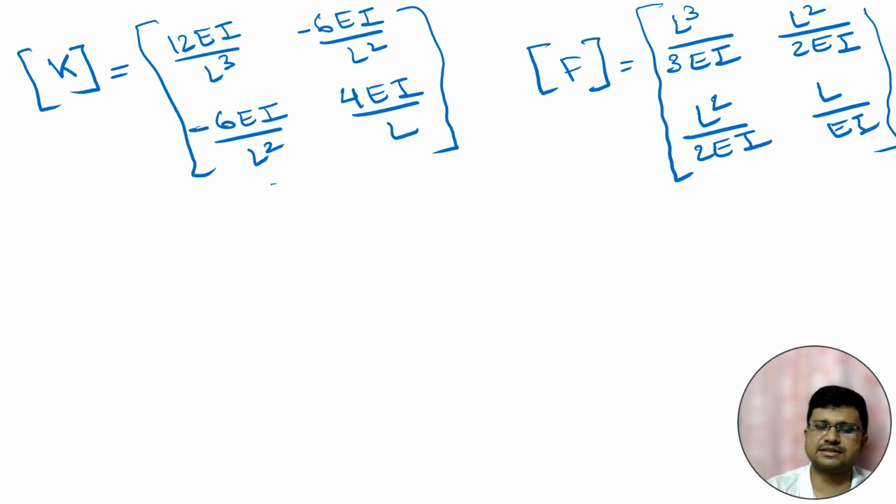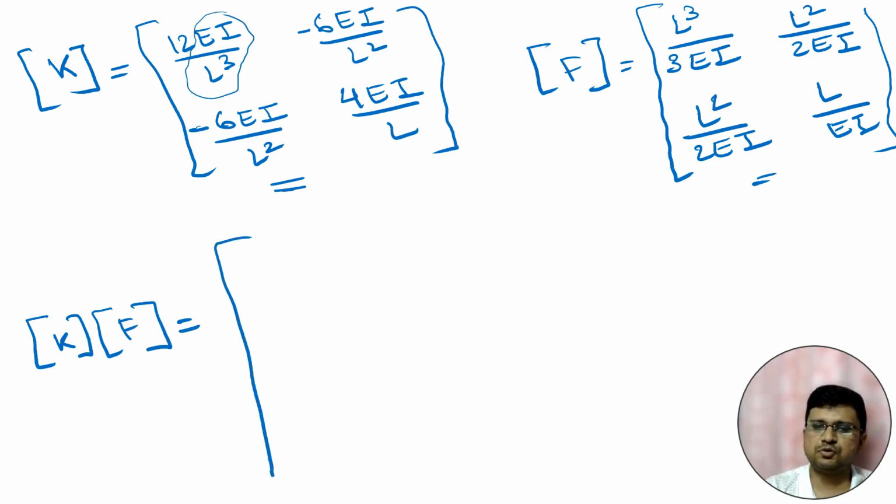So this is the stiffness matrix and this is the flexibility matrix. If we multiply these two matrices, the first term will be 12EI by L cube into L cube by 3EI, so it will be 4. Then minus 6EI by L square into L square by 2EI, so it will be minus 3.